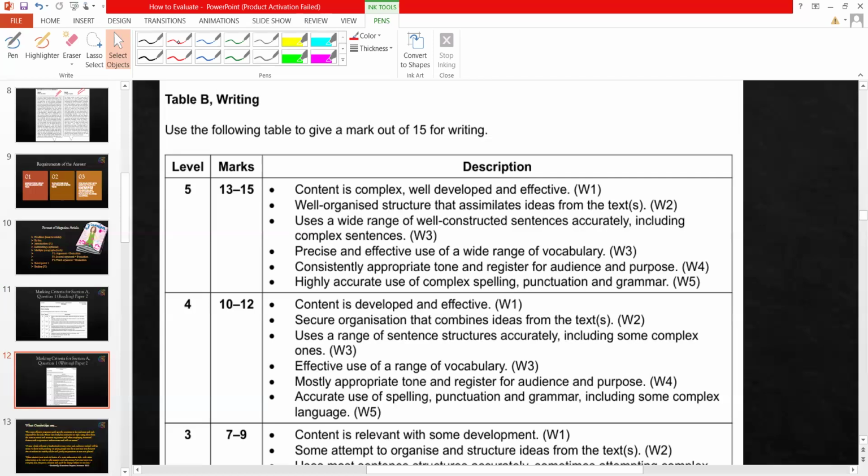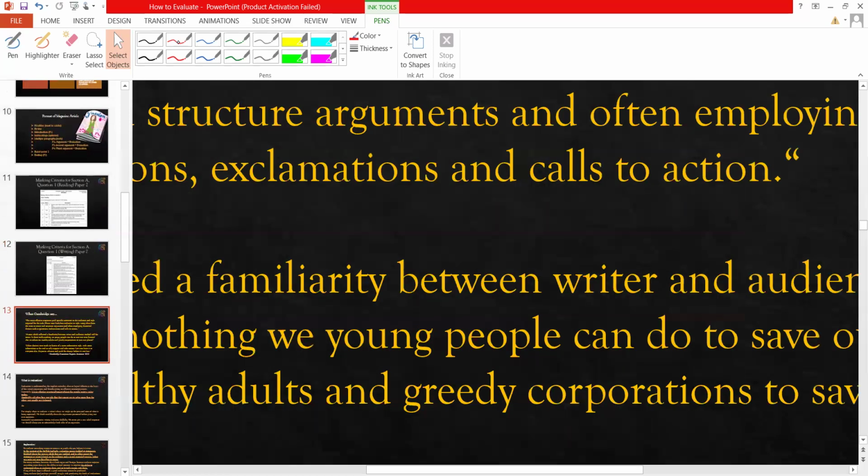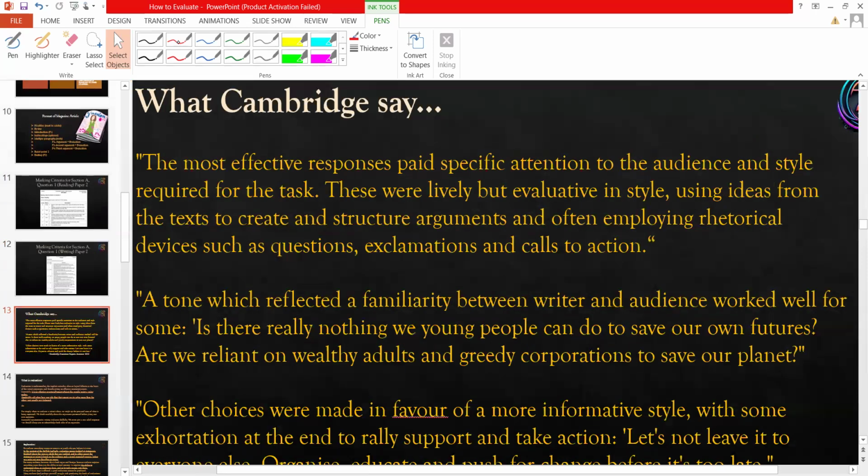So that it becomes a habit. Consistently appropriate tone and register for audience and purpose, which we have mentioned here in this video only: what type of tone and how you are going to select the tone. We have just discussed it. Highly accurate use of complex spelling, punctuation and grammar. That means you are not supposed to make any spelling, punctuation or grammar errors, or marks will be deducted for it. Okay. So let us move on. What Cambridge says.